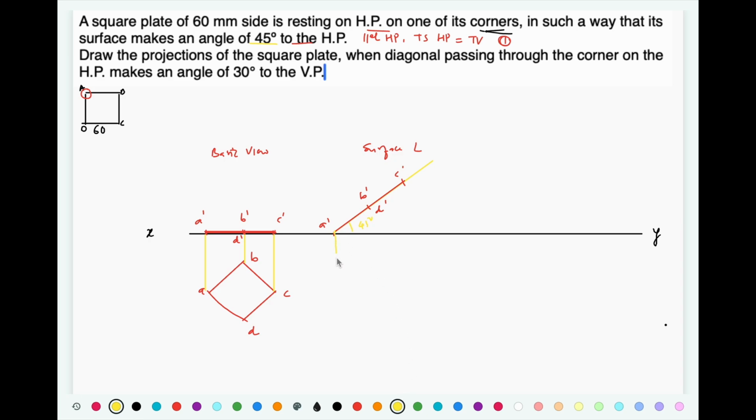Now project all the reference points from this front view for the top view. From the first top view, project all the points and connect the respective points. So this is A1, this is B1, this is C1 and this is D1. Connect those points and complete the view. So here you are going to get the rhombus.